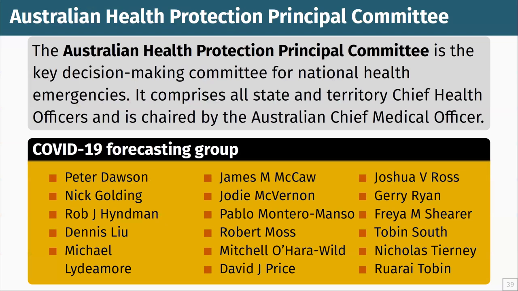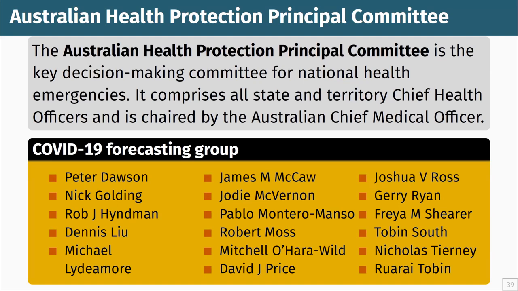And that person was contacting me on behalf of the Australian Health Protection Principal Committee, which was the key decision-making committee for national health emergencies. It's been in operation for years and years. It wasn't just for COVID-19, but it was the committee that took charge of the COVID-19 pandemic and was the body through which forecasts were relayed that then went to health officers and the Australian Chief Medical Officer.